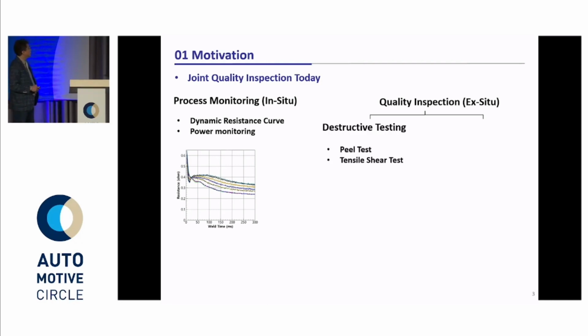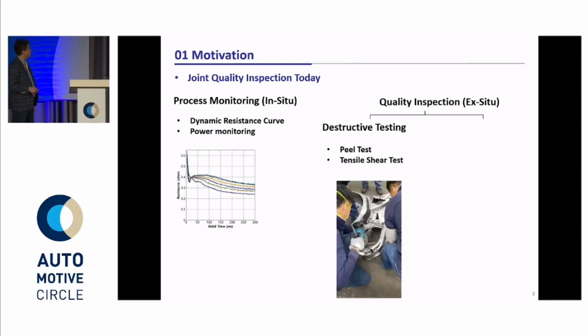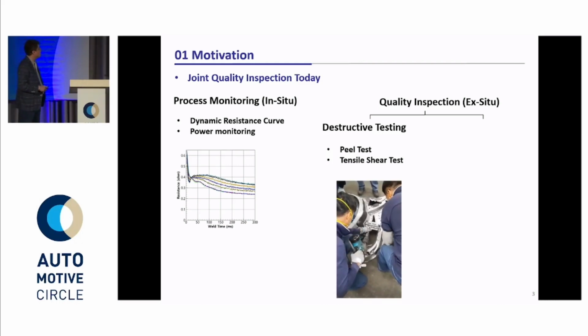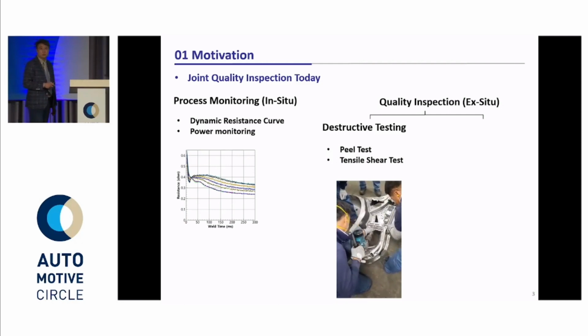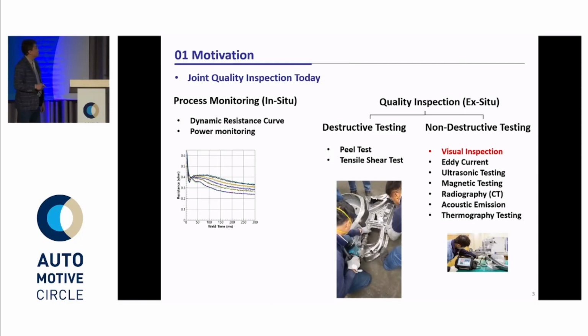In case of quality inspection, destructive testing has also been applied a lot, such as the peel test and tensile shear test. As you can see from here, this destructive testing requires a lot of labor and cost and time, which is not quite recommendable for inspection. And second, to overcome these difficulties, non-destructive testing has been widely introduced and used.